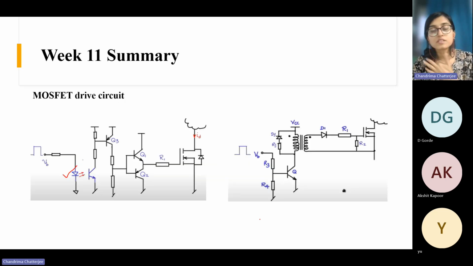So this was the topic in brief. The snubber circuit and overcurrent protection circuit we can discuss during the numerical solving time. So if you have any doubt, you can ask. Otherwise, we can take a small break of 5 minutes and we can come back.